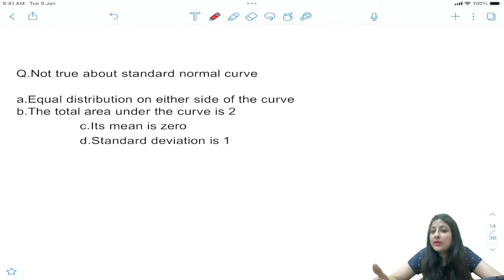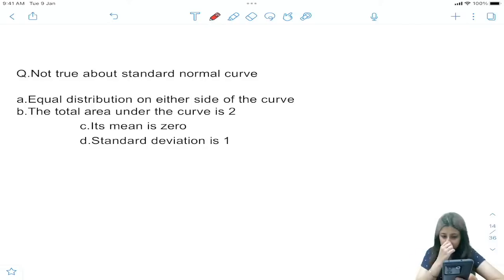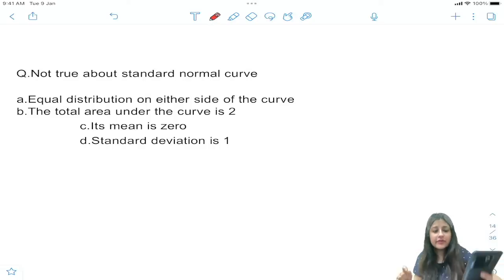Alright, next you are going to normal distribution and skewed distribution. Not true about standard normal curve. What is your answer? Not true about standard normal curve. Equal distribution on either side of the curve. The total area under the curve is 2. Its mean is 0, standard deviation is 1. What is your answer? Anybody? B, Anjali says B, Khushi B, Bhaskar B, Yogesh B. So most of you are going with B.